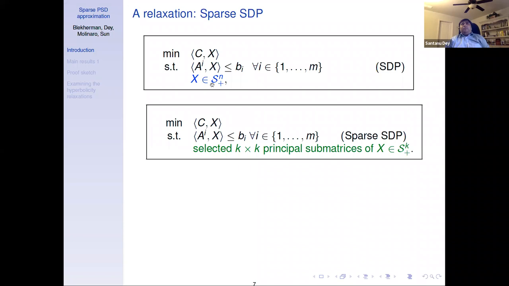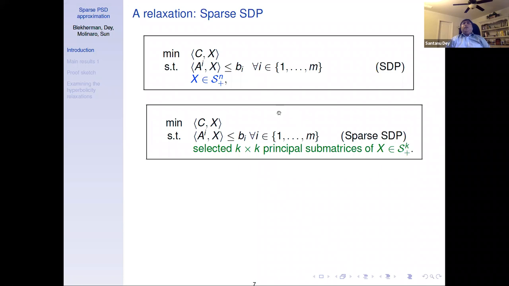The property of a PSD matrix, which we all know, is that if a matrix is PSD, then its K by K principal submatrices have to be PSD as well. So this is an implication, and this second problem is a relaxation. If these Ks are not too large, and there are not too many of these submatrices, just giving this relaxation to the commercial solvers sometimes helps you solve them faster, of course at the cost of not getting the same bounds.